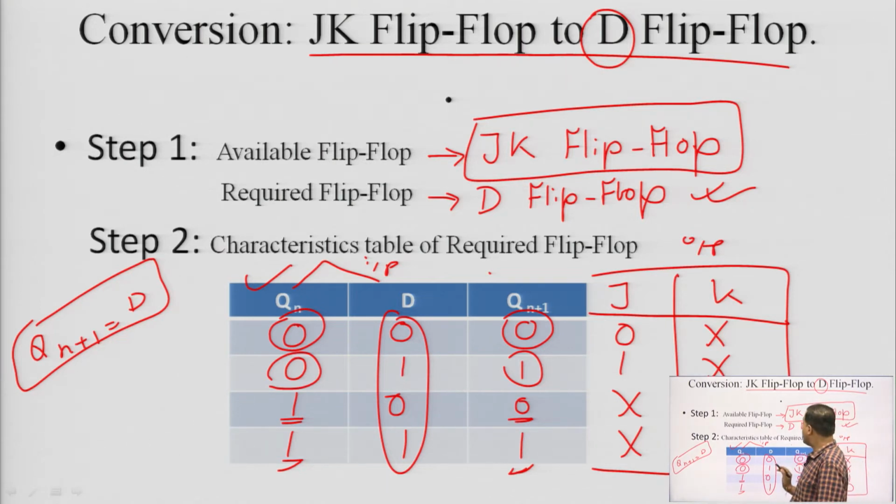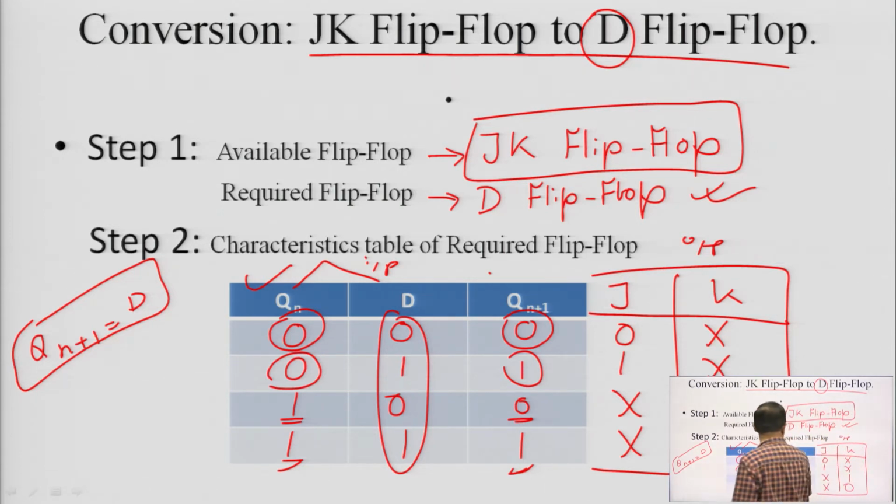Actually, now what we are doing? We are writing the JK flip flop parameters in terms of the D flip flop, because we have to convert the JK flip flop to a D flip flop. So, this is clear to all of you. Okay.